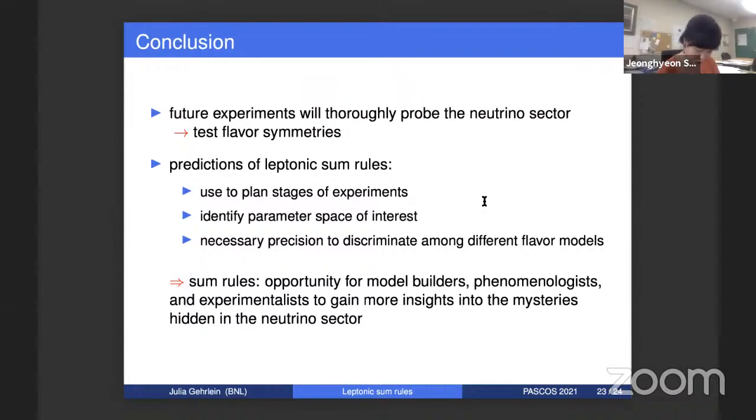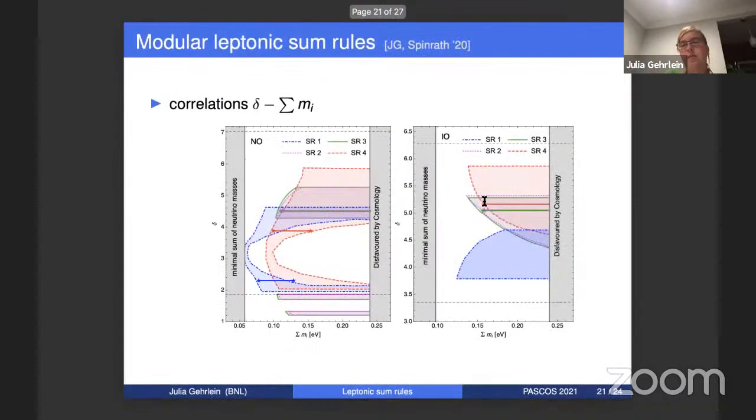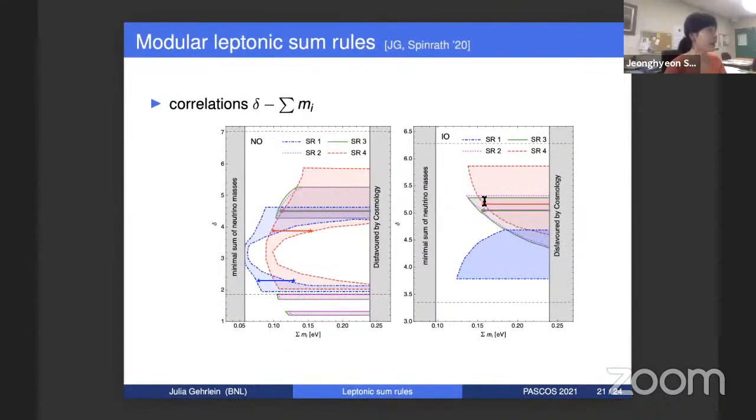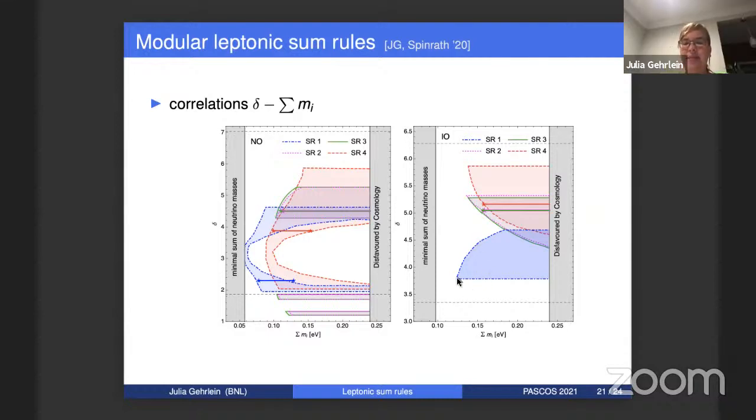Julia, would you go back to your page 21? Yes. So here, delta is a CP violating phase, right? Exactly, yes. Okay, so if we accept this inverted hierarchy, then we do have a kind of a lower bound on the masses, the mass sum, right? That's very true. Yes, that's absolutely true. That's of course very interesting.